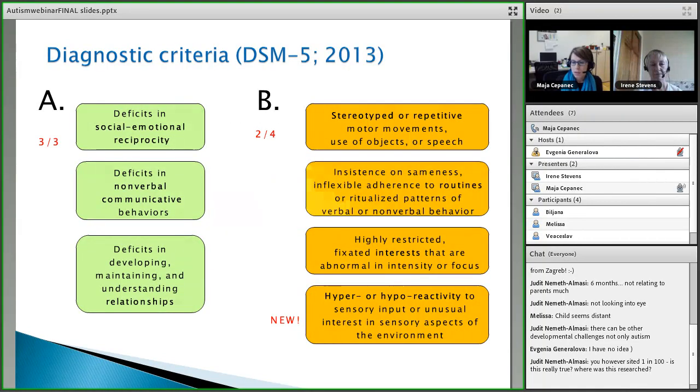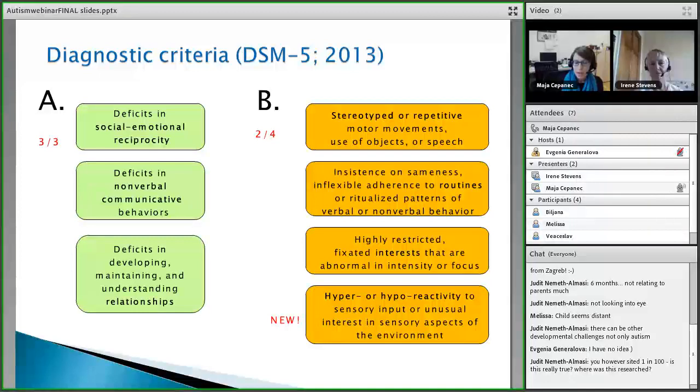So what are the diagnostic criteria for autism? There are so-called diagnostic criteria A and diagnostic criteria B, and the child or adult should fulfill all diagnostic criteria in A, so show deficits in social emotional reciprocity, in nonverbal communicative behavior. One of the most prominent signs is eye contact, which is always impaired in children with autism, and deficits in developing, maintaining, and understanding relationships. So children with autism have fewer friends, they don't know how to make friends. Sometimes they even want to come to a social community but don't have the skills for how to do it, don't understand how to do it.